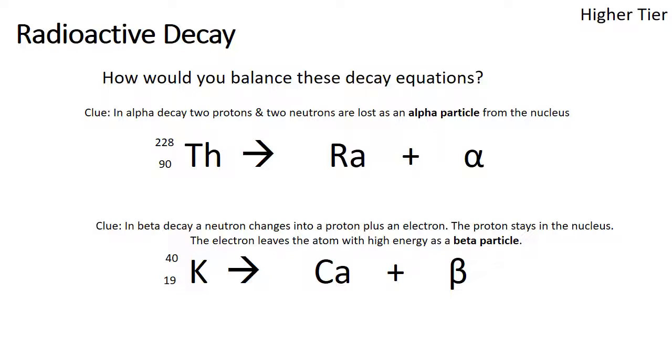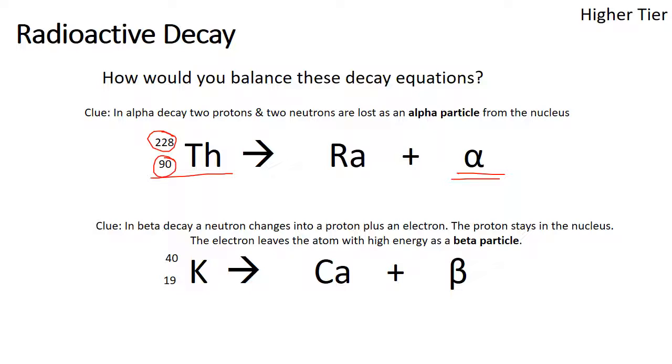So now we look at radioactive decay and balancing radioactive decay equations. This is a higher tier skill, so don't worry about it if you're on the foundation paper. Over this side of the equation we have the radioactive isotope that's going to be broken down, and you can see it's got 90 protons and a mass number of 228. If you didn't know these numbers, you could look them up using the periodic table. Remember, the mass number is the number of protons plus the number of neutrons.